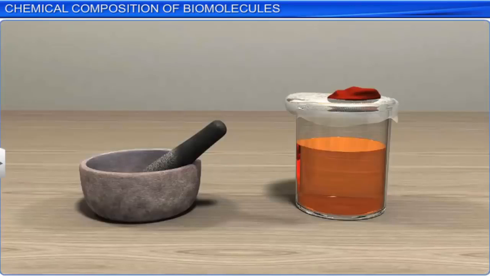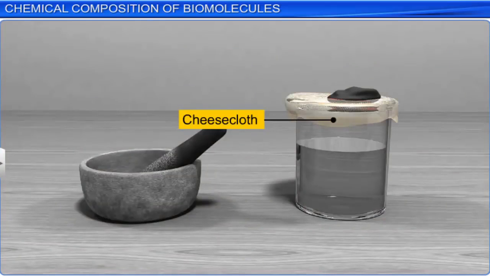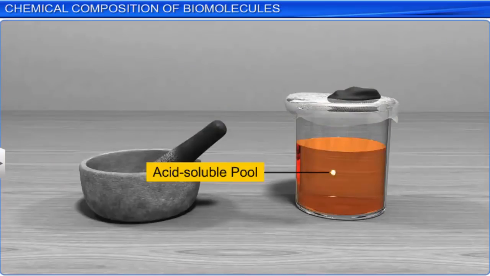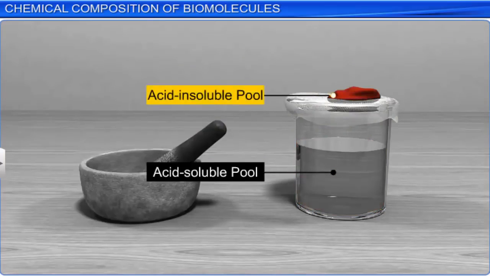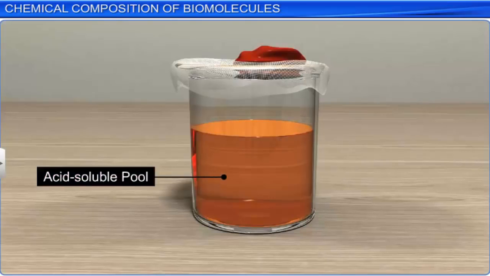Now we strain this slurry through a cheesecloth to obtain two fractions. One fraction is the filtrate, or the acid-soluble pool, and the other fraction is the retentate, or acid-insoluble fraction. The acid-soluble pool contains organic compounds.